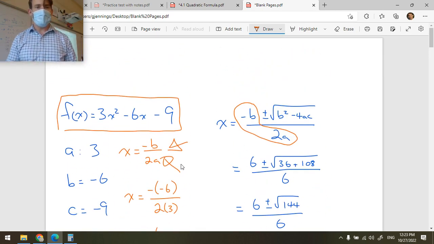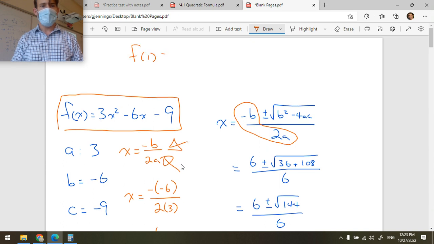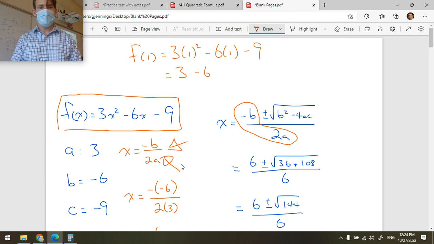If I know that f at 1 gives me the vertex, let's evaluate it. f at 1 is equal to 3 times 1 squared minus 6 times 1 minus 9. Okay, 3 times 1 squared is 3. Negative 6 times 1 is negative 6. Negative 9 is negative 9. And that all adds up to negative 12.